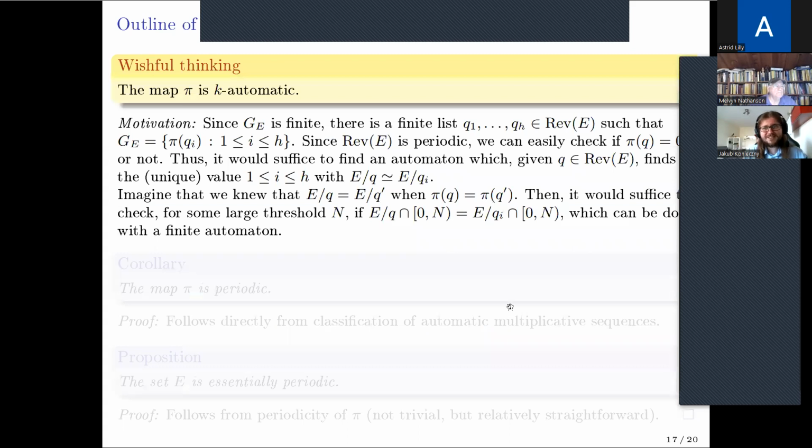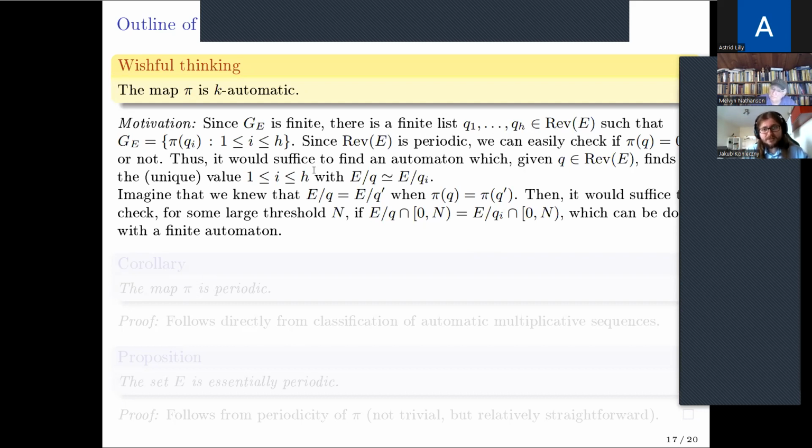Now, the part which is a bit too optimistic is that I want to say that pi is K automatic. Now, in reality, it's not. But why would we think that it might be? Well, because G is finite, we could find a finite list Q1 up to QH such that the images of those elements cover all of the group G. Now, because ref is periodic, we can easily detect whether Q maps to 0 or not.